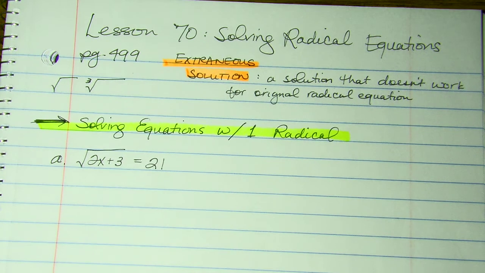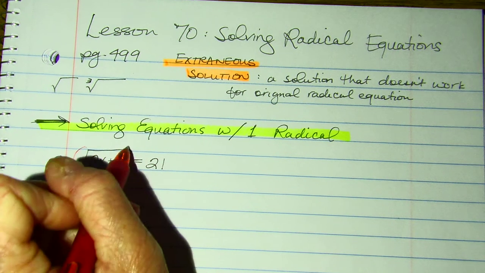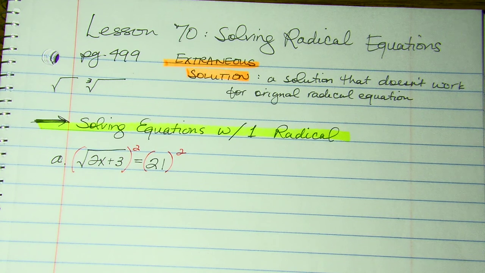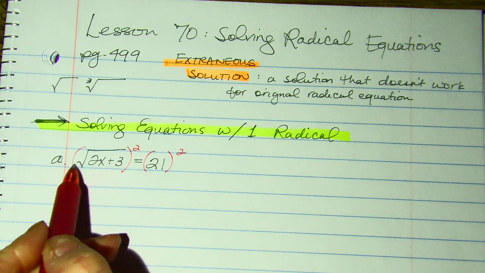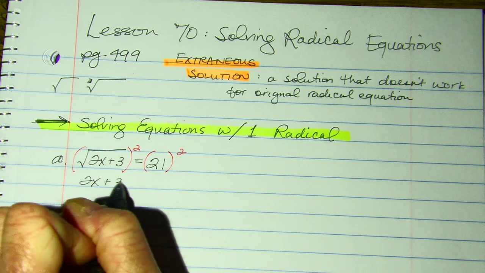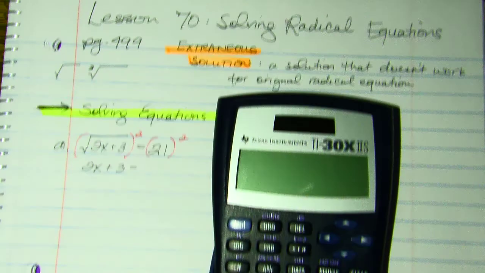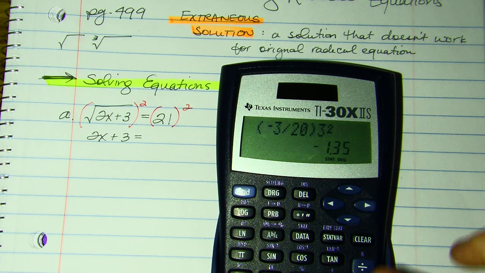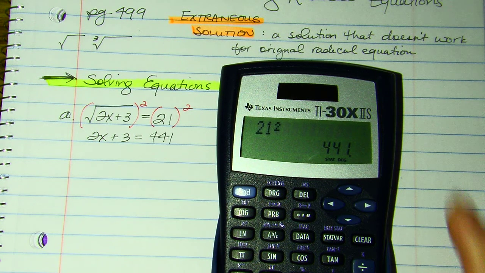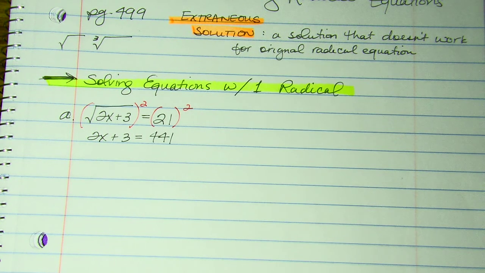Now, this one's really simple. To solve the square root, I'm going to take the inverse of that, and the inverse of a square root is to square both sides. On the left, the square root and squared cancel, and you're left with 2x plus 3. On the right, I'm going to simplify using a calculator. 21 squared is 441. From there, it's a simple algebraic equation.